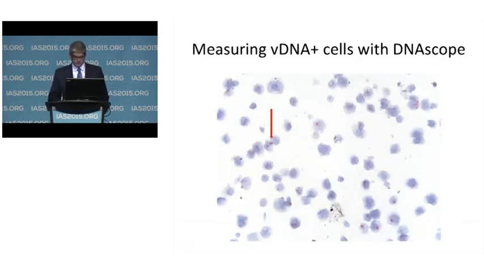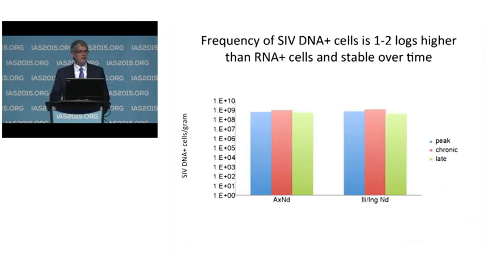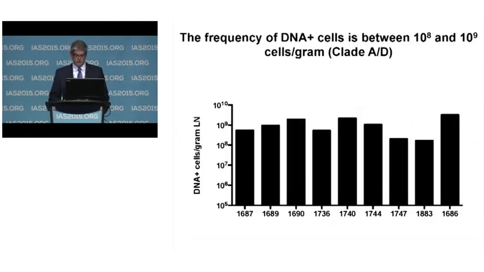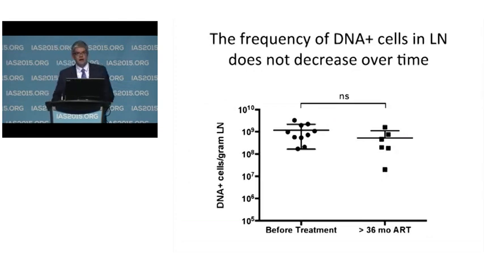Looking with DNA scope, we find that it's about 10 to the 9th cells per gram of tissue, and this is almost exactly the same number that Ashley Haas got with his in situ PCR in 1993. But this assay can be done in 24 hours. It's very fast, so it's very robust. And then looking in the Ugandan patients, we see almost the same exact number. Interestingly enough, and I know others have shown this with molecular assays, but when we look over time in lymphoid tissues in some patients that were treated out to 36 months, we don't see any decrease in the frequency of DNA-positive cells, but the numbers are small.